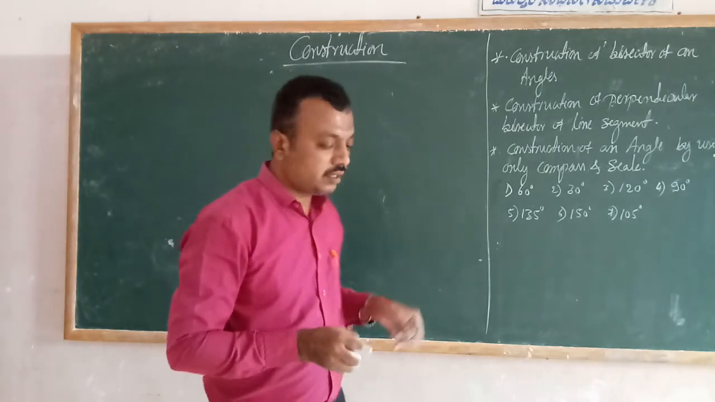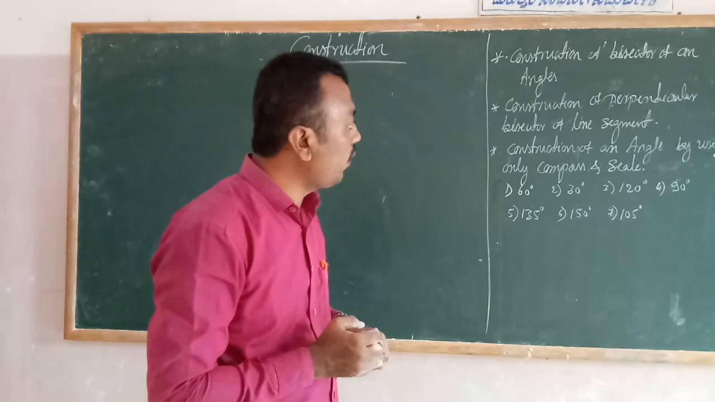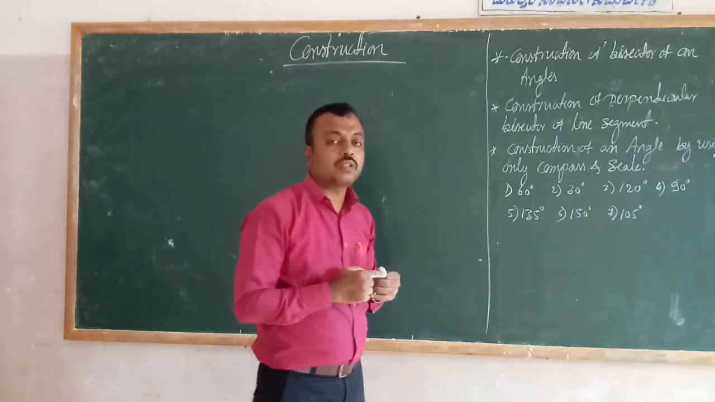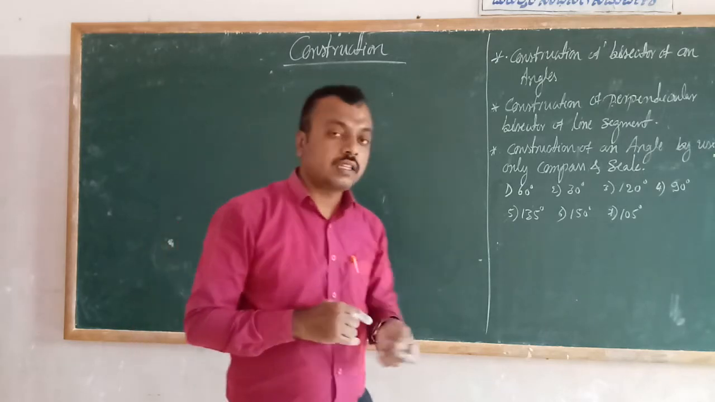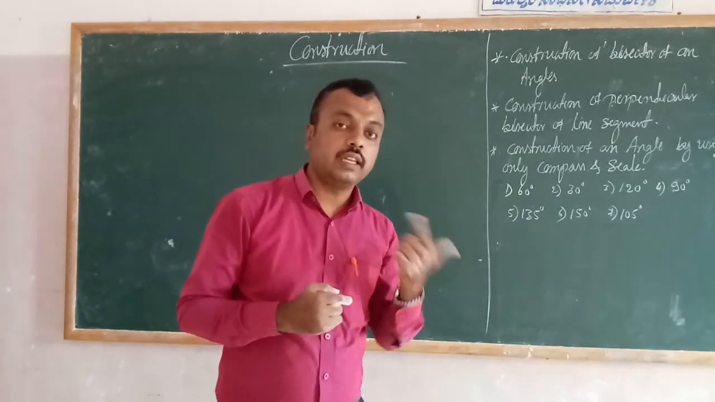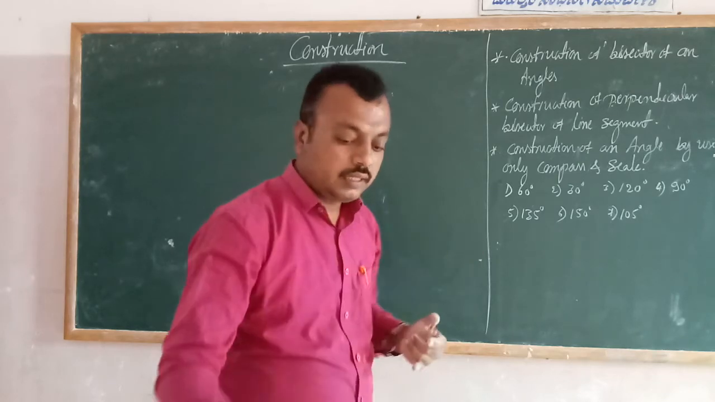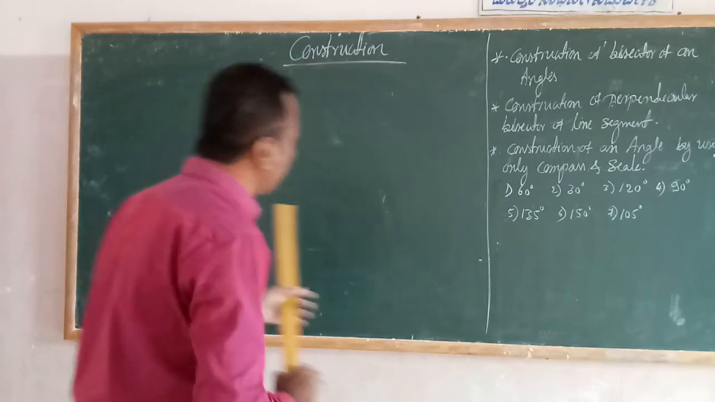I will go to the next concept, that is construction of an angle by using only compass and scale. Using scale and compass, we have to construct the angle. This concept we already learnt in the 7th standard. Is it right? So this year also we have to start it. See, first angle, what? 60 degree.